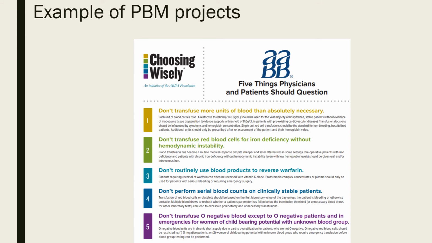First, don't transfuse more units of blood than absolutely necessary. Second, don't transfuse red blood cells for iron deficiency without hemodynamic instability. Third, don't routinely use blood products to reverse warfarin. Warfarin is an anticoagulant. And fourth, don't perform serial blood counts on clinically stable patients. And number 5, don't transfuse O negative blood except to O negative patients and in emergency for women of childbearing potential with unknown blood group.